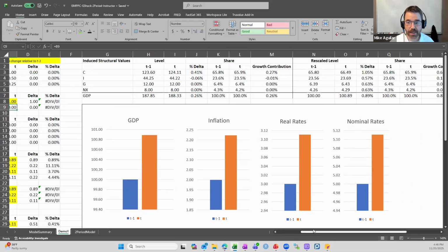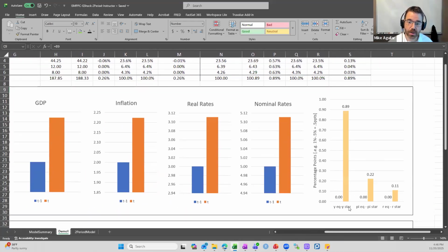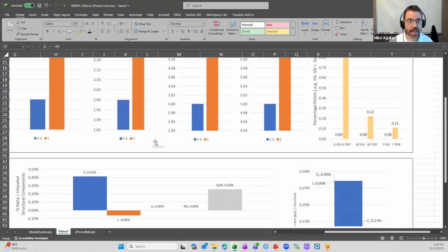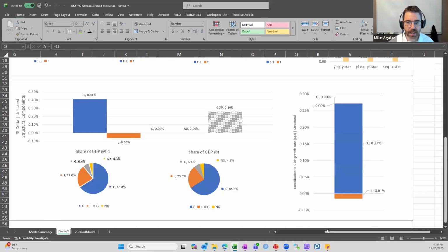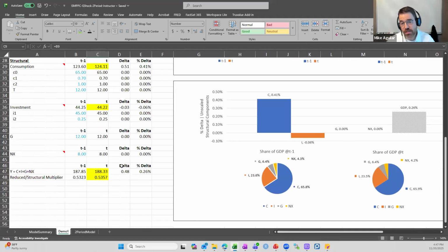We could take a look at how our output gap, inflation gap, and interest rate gap change. And we can even go on down and see the contributions. You can see most of that change in GDP was due to consumption, 0.27 percentage points. Investment actually fell because interest rates were rising. And then you can see how the compositions changed throughout. All right, so that works pretty darn well, and it makes intuitive sense, like we've talked about before.